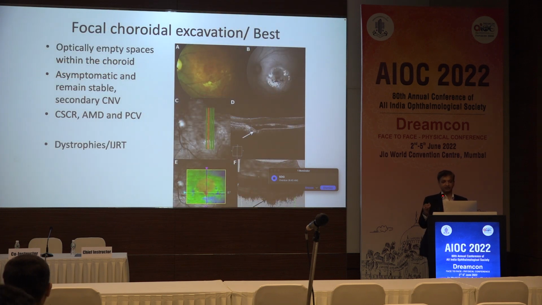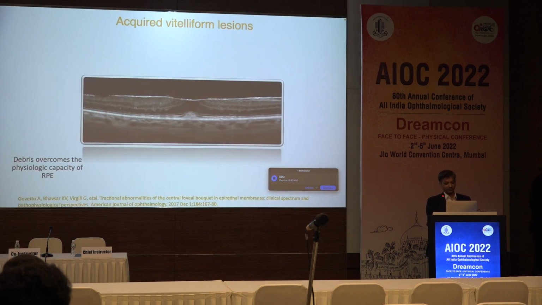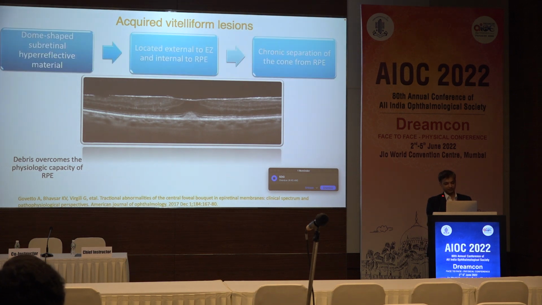Then you have other diseases, dystrophy. Sometimes you can have Best or even adult vitelliform. Sometimes focal choroidal excavation is there, which is non-conforming, and you think that it's SRF due to some pathology. You don't have to treat those conditions. So that was Best. Then even adult vitelliform you can have.